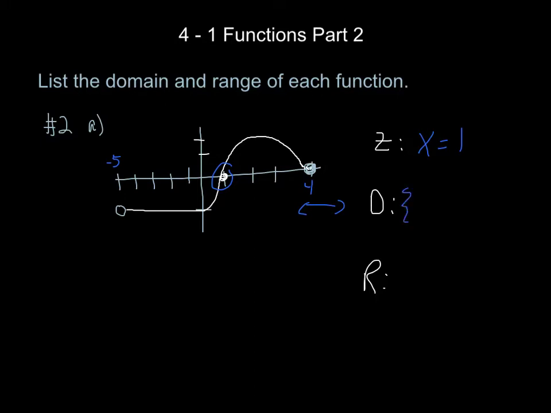So we're going to say, okay, all x's such that it goes from -5, and there's an open circle here, so it doesn't include -5, all the way including 4. And it includes 4 because that's a closed circle. Alright, cool. Now let's do the range.